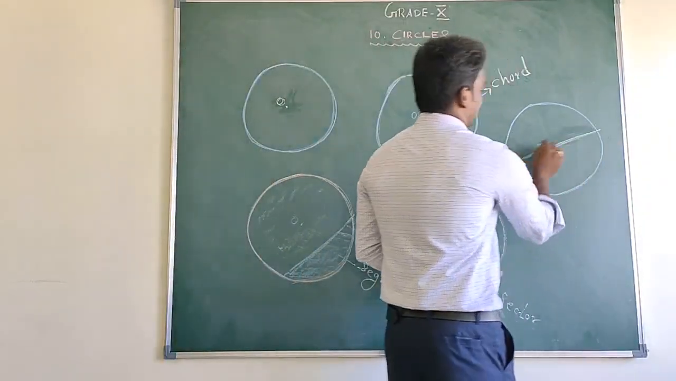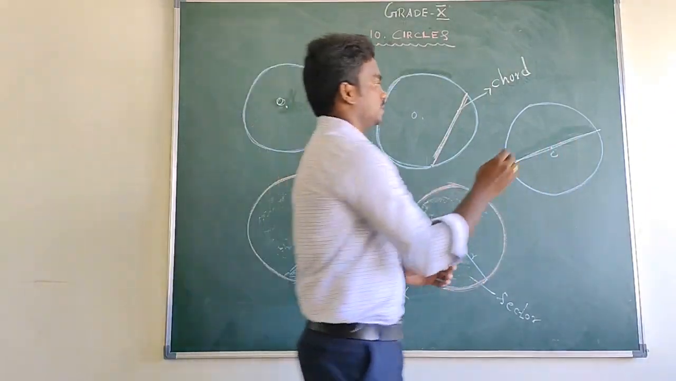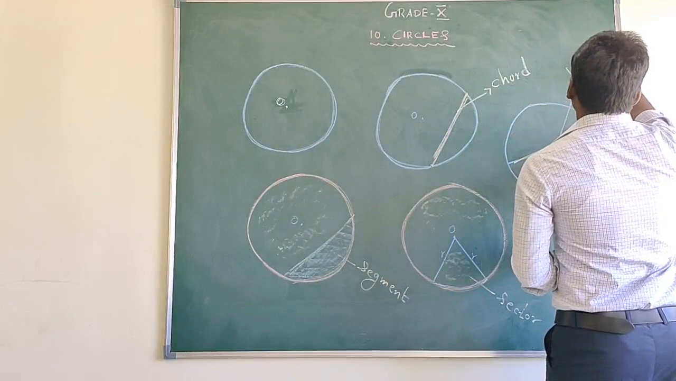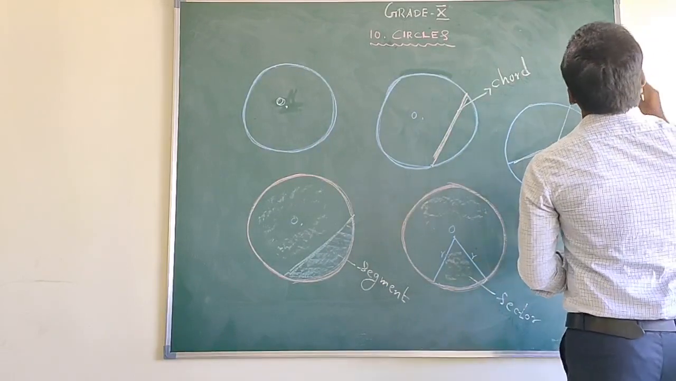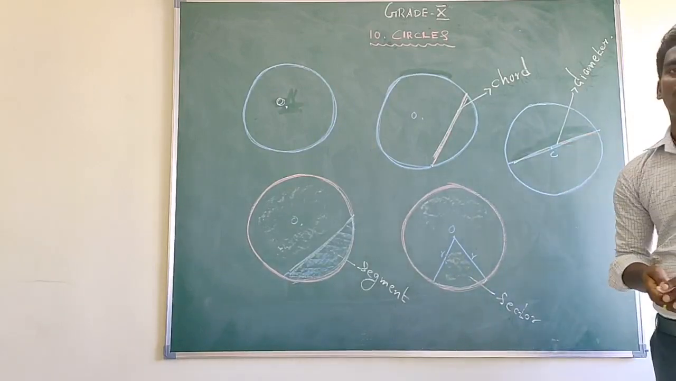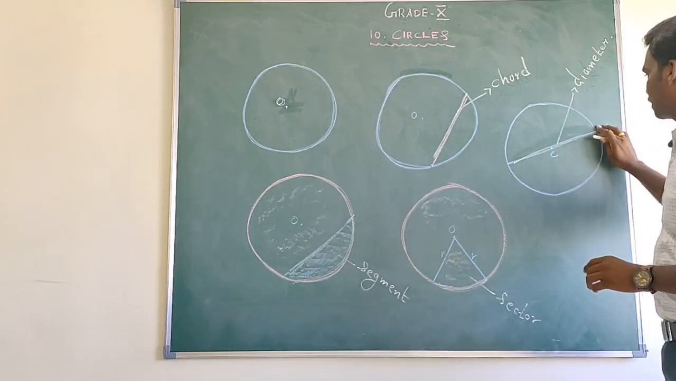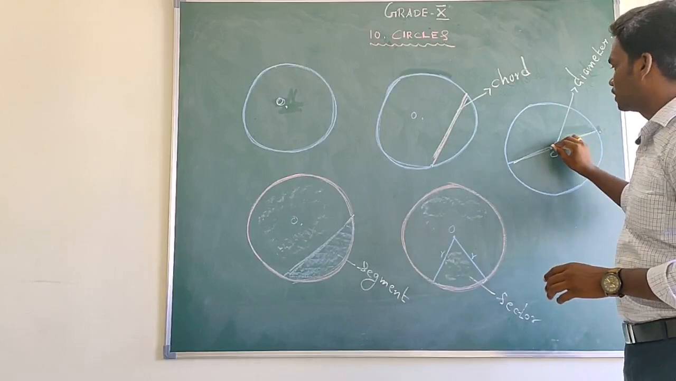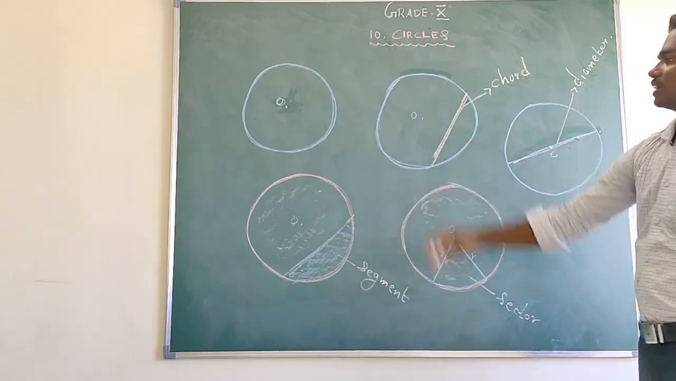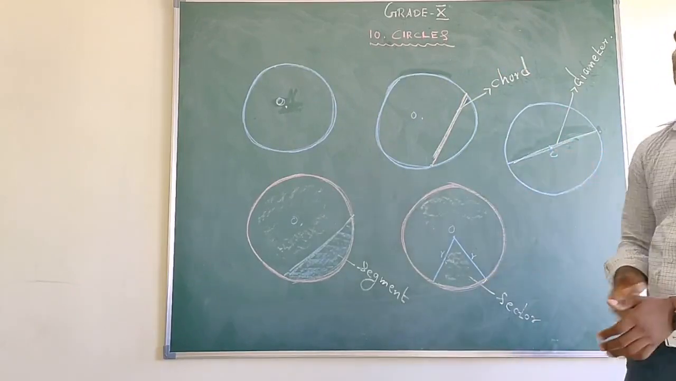And what is this called? We know it is the diameter of the circle. So what is meant by diameter? The diameter is the longest chord of a circle, and this line segment passes through the center of the circle. Right? So we know what a circle, sector, segment and diameter of the circle are.